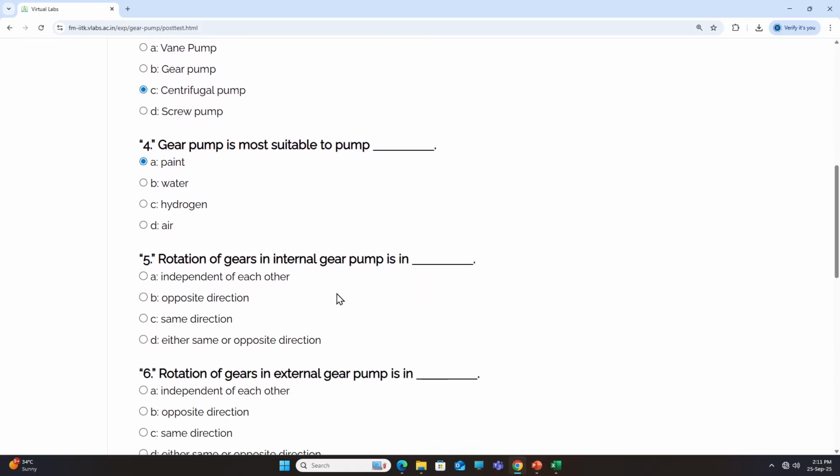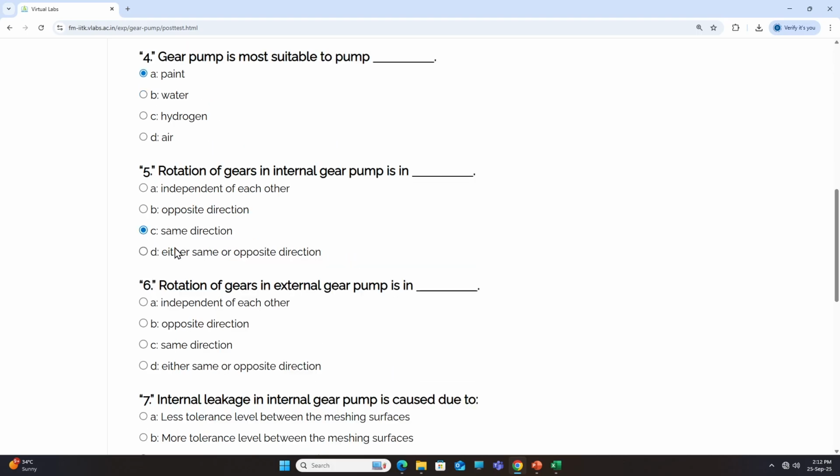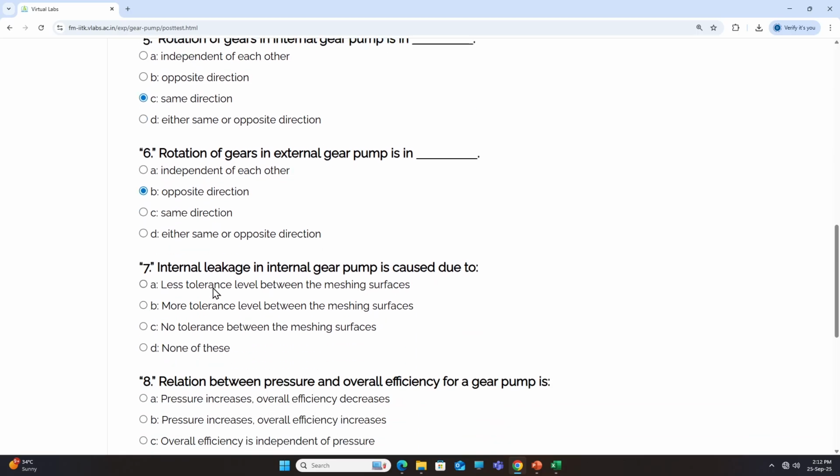Rotation of gears in internal gear pump is independent of each other, opposite direction, same direction. It is in the same direction when we talk about internal gear pump. Rotation of gears in external gear pump. In external gear pump, the rotation is in opposite direction. Internal leakage in the internal gear pump is caused due to, the answer is more tolerance level between the meshing surfaces.